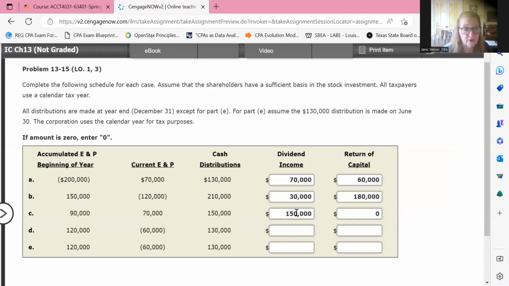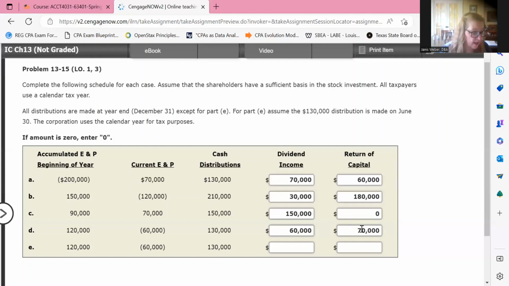Then the D scenario, again, we got this loss for this current year. That means we have to net them together. It's a total of 60,000 when you combine the previous accumulated to the current loss in E&P. So we wind up with a $60,000 dividend amount, and the remainder of the 130 is return of capital. Again, they told us their basis was sufficient to handle any of these transactions, so there's not going to be a capital gain in these scenarios.